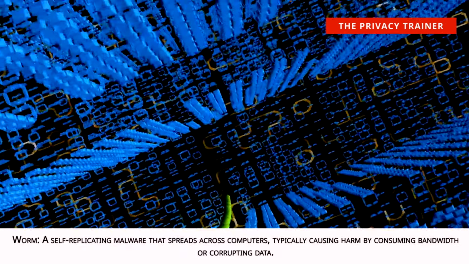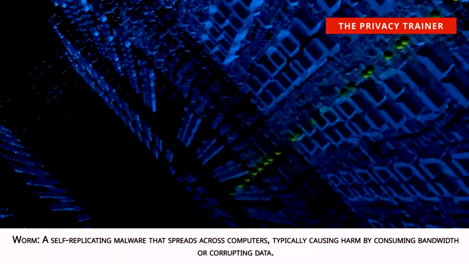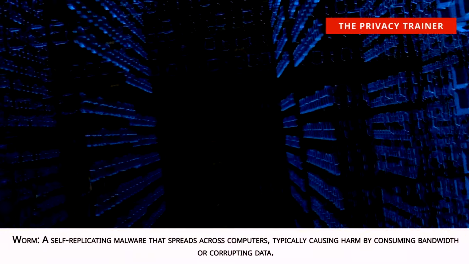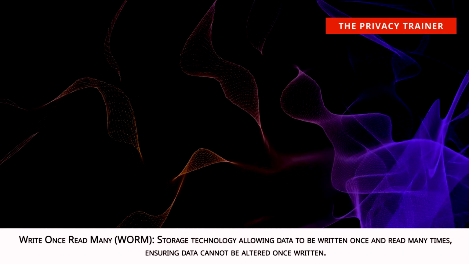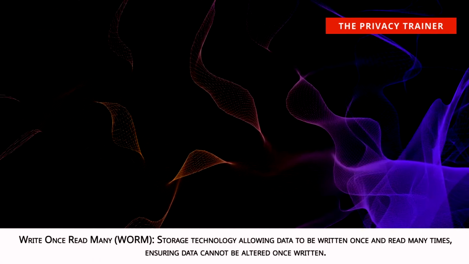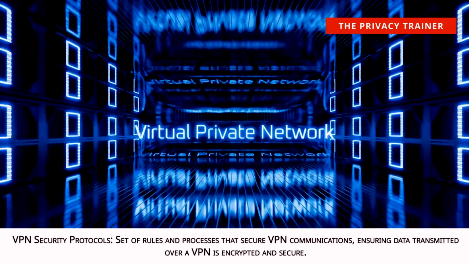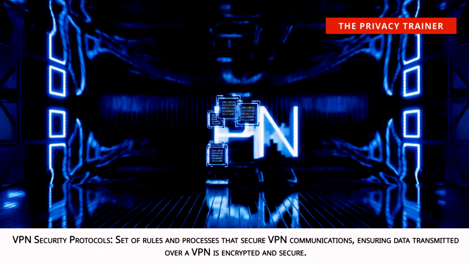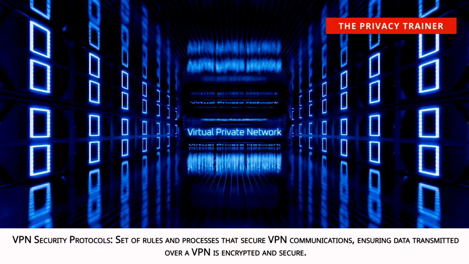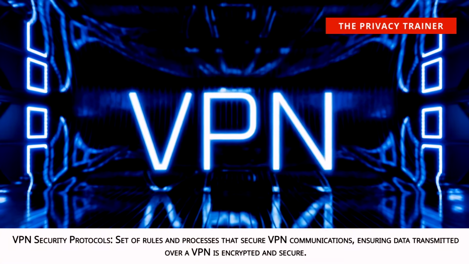Worm, a self-replicating malware that spreads across computers, typically causing harm by consuming bandwidth or corrupting data. Write once, read many, WORM, storage technology allowing data to be written once and read many times, ensuring data cannot be altered once written. VPN security protocols, set of rules and processes that secure VPN communications, ensuring data transmitted over a VPN is encrypted and secure.